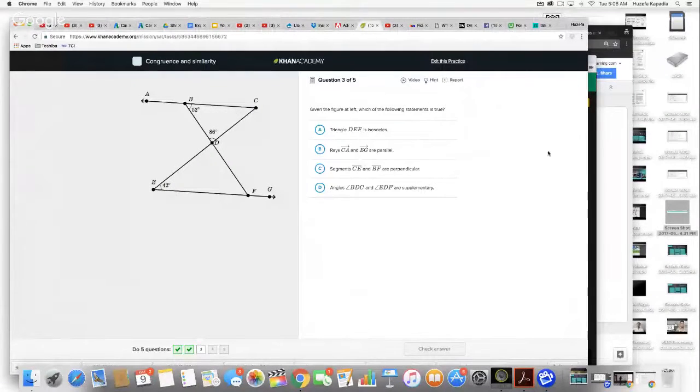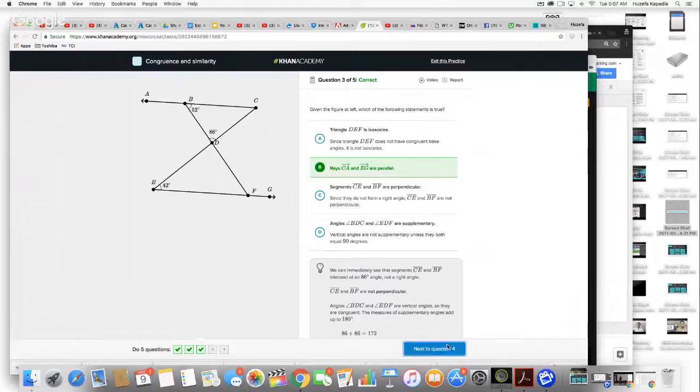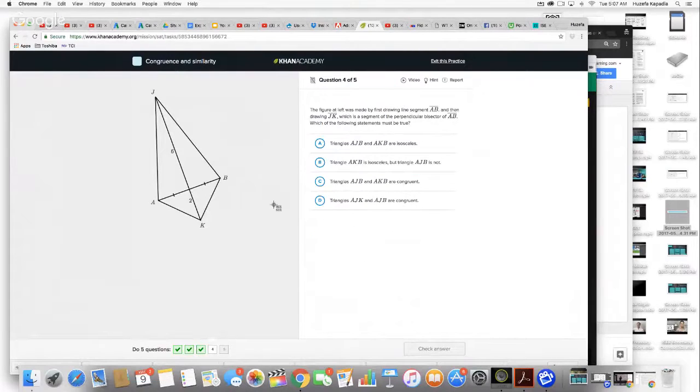All right, so let's go in here. They are parallel, and that is correct. We have done it. Okay, here we go. Let's go on to the next one.